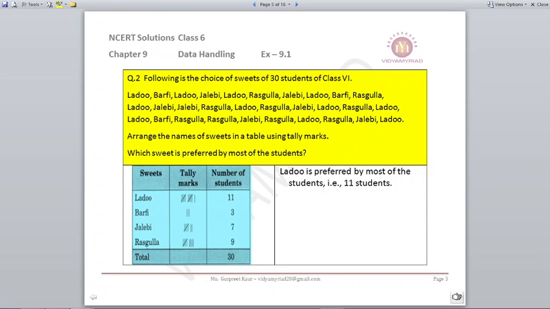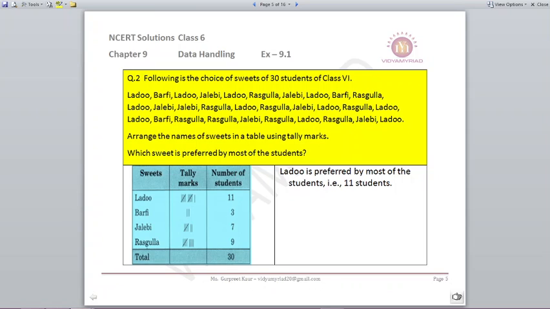Question number 2. Following is the choice of sweets of 30 students of class 6, which is represented by laddu, barfi, rasgulla, jalebi. There are 4 types of sweets which are liked by class 6 students. So we will make telemarks for this to find out the number of students. Based on this table, you will see that there are 11 students who like laddu, 3 students like barfi, 7 students like jalebi and 9 students like rasgulla. Total number of students is 30.